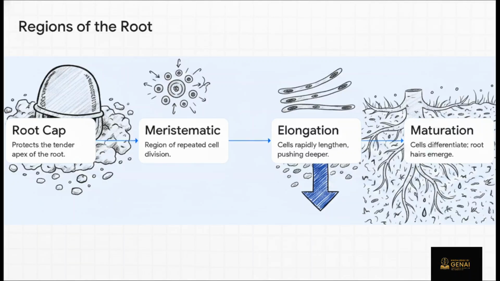That's the root cap. Just millimeters above that is the region of meristematic activity, where these tiny cells are just dividing relentlessly. Moving slightly higher, those same cells rapidly stretch out in the region of elongation, which physically rams the root deeper into the ground. And finally, we hit the region of maturation. This is where the cells differentiate, and these delicate thread-like root hairs emerge to pull in vital water and minerals from the dark earth. It's an incredible process.